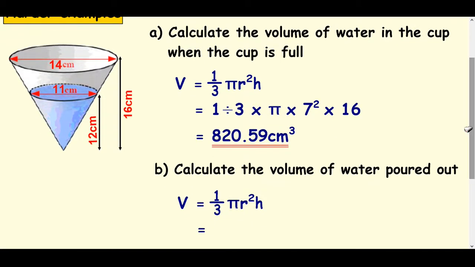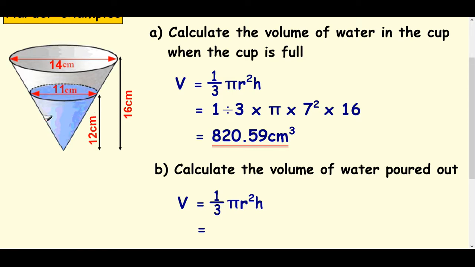Right, the second part, calculate the volume of water poured out. So this is where it gets a wee bit tricky, because this is this bit here from there to there. And that is not a shape we know. That's not a cone, this wee bit here. This is part of a cone. But what you can do is work out the volume of water that's left, that's in here, first, and then we'll see what to do with that.